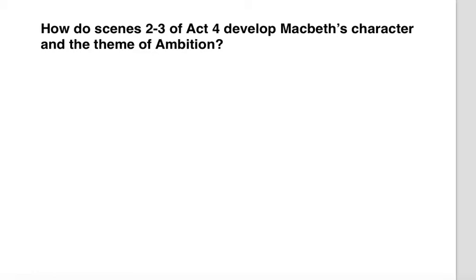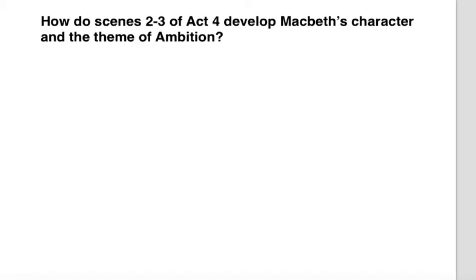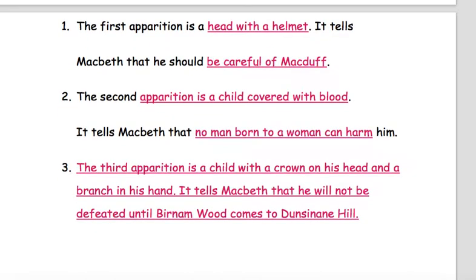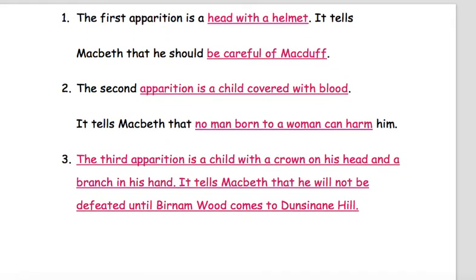So before we go into scene 2, I want to briefly recap some of the images that we saw, those apparitions in scene 1. They're very important to the development of the plot from this point forward. So the first apparition, or the first image that Macbeth saw, was a head with a helmet on, and it tells Macbeth that he should be careful of Macduff. And all Macbeth says is, thank you for the warning. He doesn't seem to be moved by this warning.